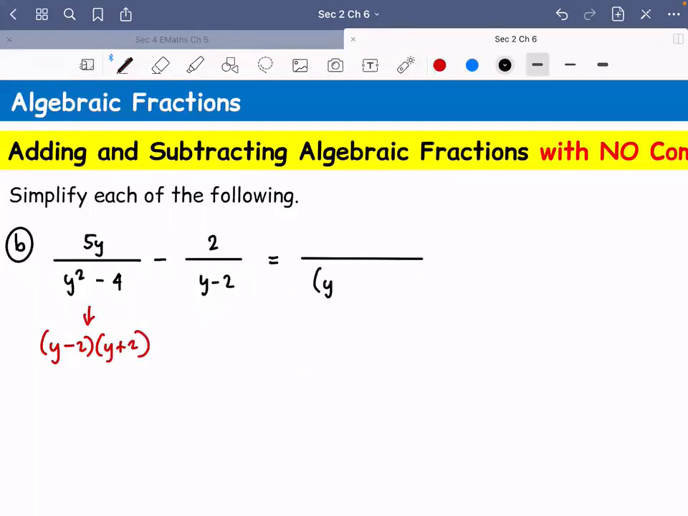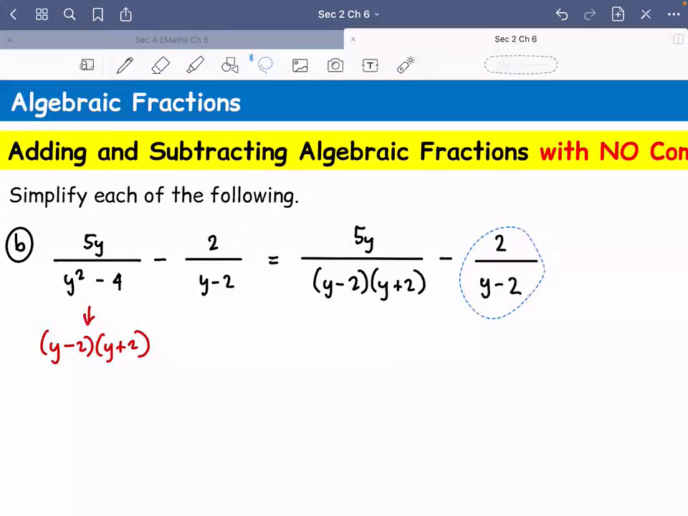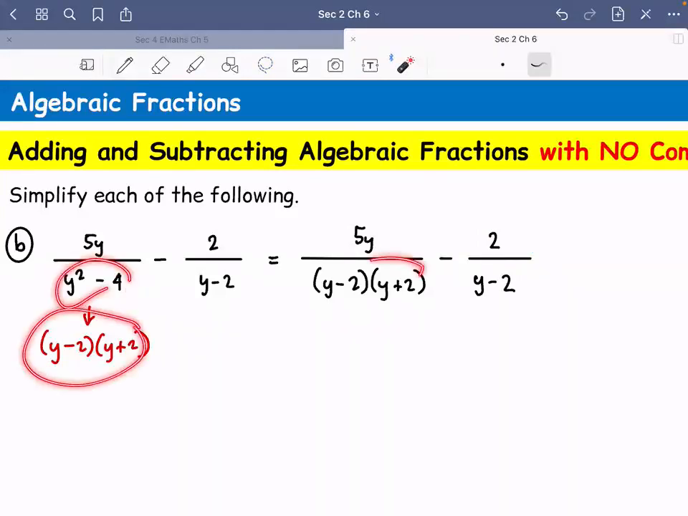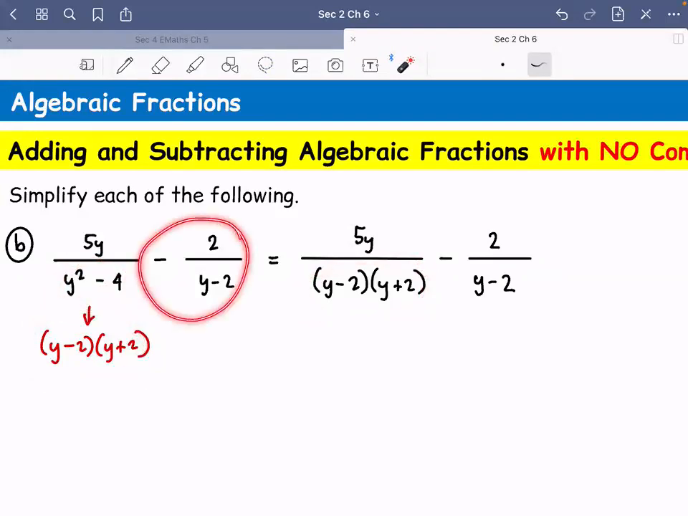So we have here y minus 2 and y plus 2. Then I'll just write 5y and then minus. The other one is simply y minus 2. Okay, so this one, class. So for letter B, you need to rewrite this. You need to factorize this. So you'll get y minus 2 times y plus 2 and then bring down 2 over y minus 2.